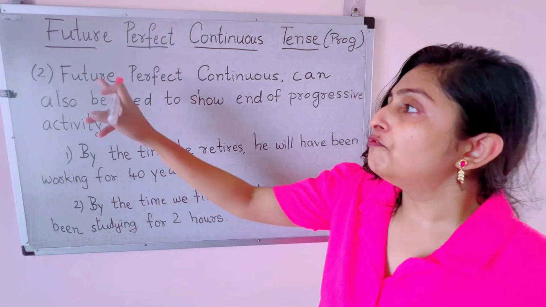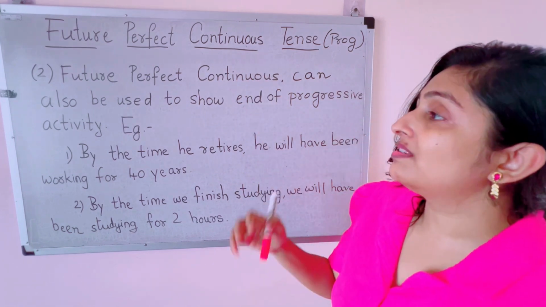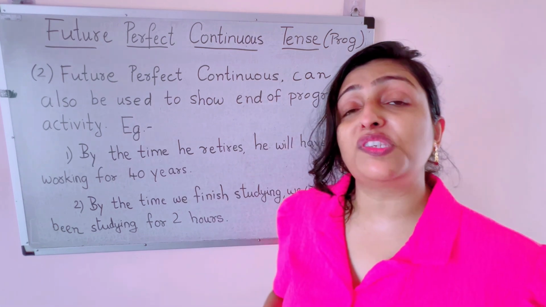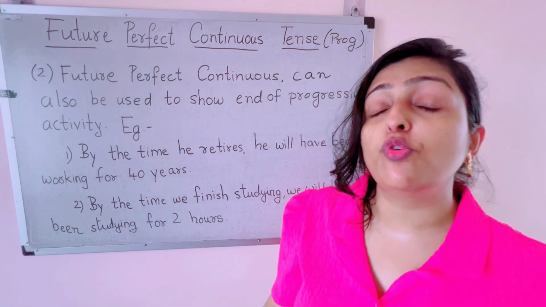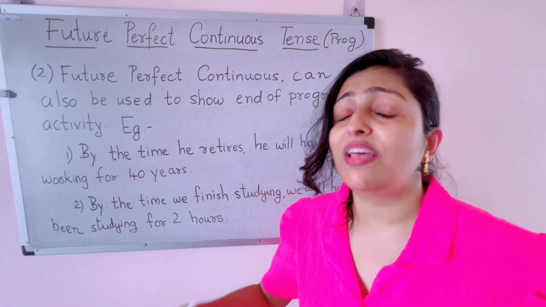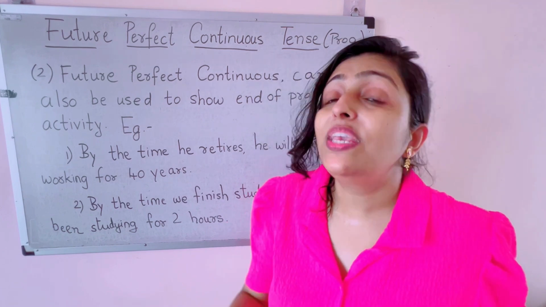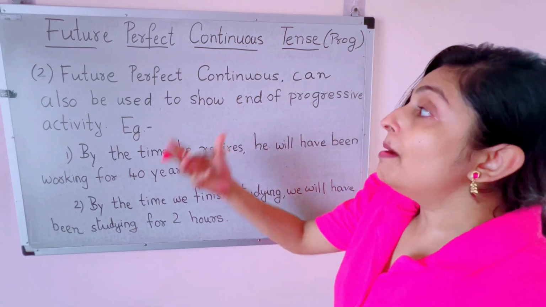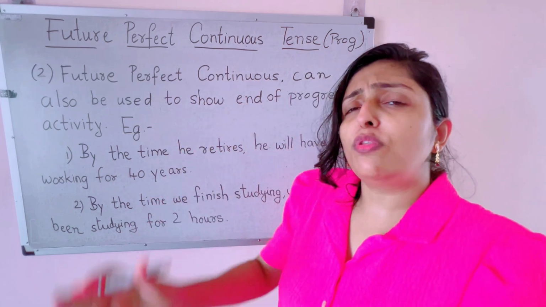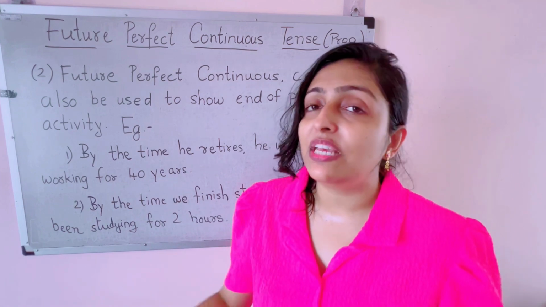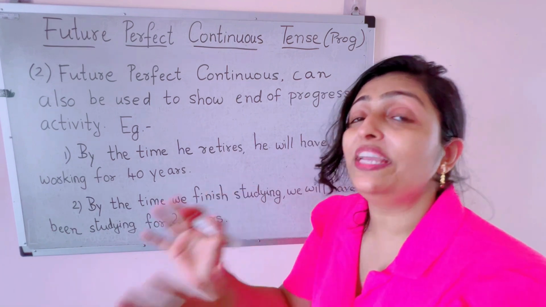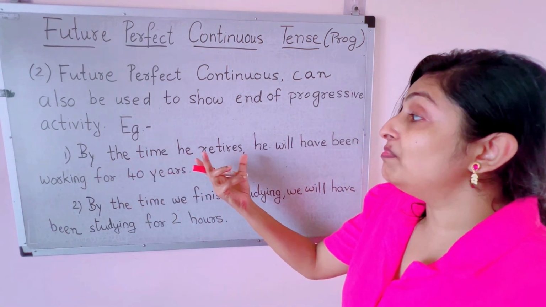Rule number 2, future perfect continuous tense can also be used to show the end of progressive activity, which is contrary to rule number 1. In rule number 1, we saw that there is progress, there is continuity in the action. We can measure the time or the duration. But here, it says that we can use this tense also to show the end of some activity or an event.